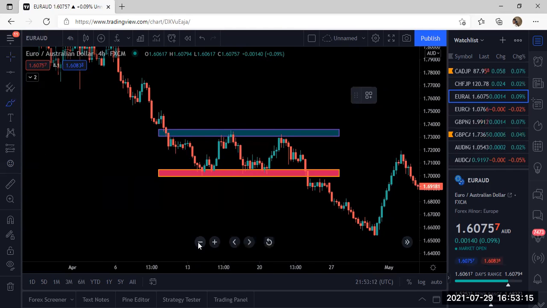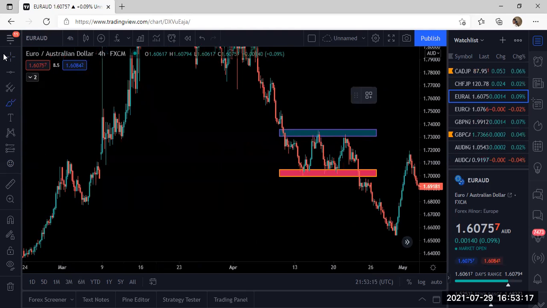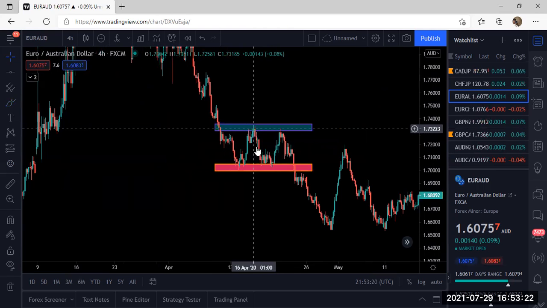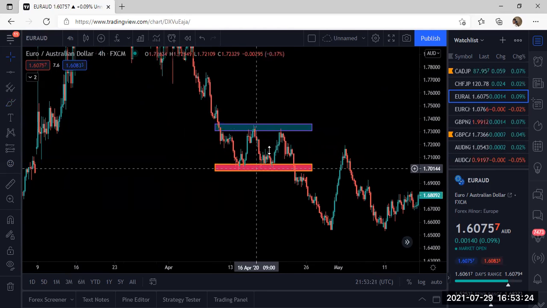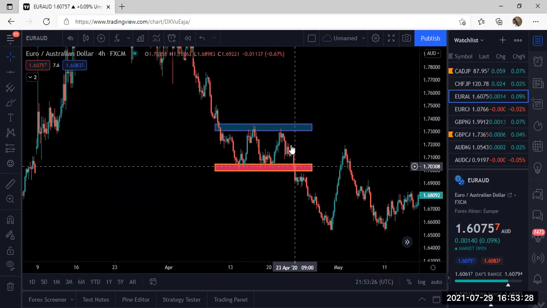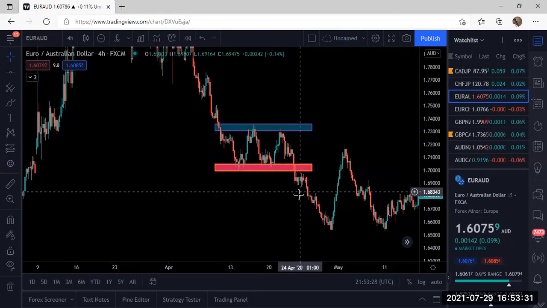Look how this market moves. Okay, I'm gonna zoom out for you for a better view. It's the resistance, it's rejecting, it's coming back down. It's bouncing off of the support, it's going back up to the resistance, it's rejecting. Then it comes back down and actually breaks the support.